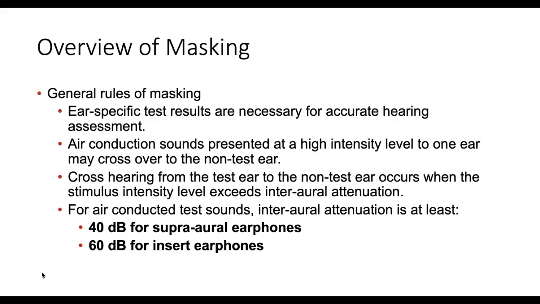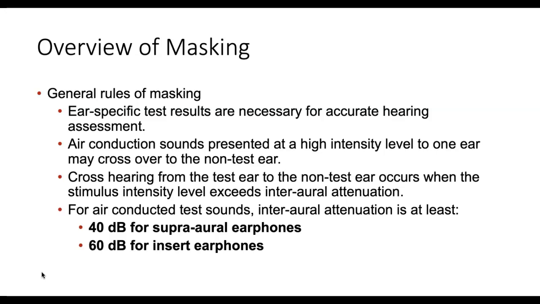So, some general rules for masking. We're trying to get ear-specific test results. Obviously, that's an important thing. Air conduction sounds presented at a very high intensity to one ear may cross over to the non-test ear, and it can do so via bone conduction. We'll see some visuals for that in the future. Cross-hearing from the test ear to the non-test ear occurs when the stimulus intensity exceeds the interaural attenuation.